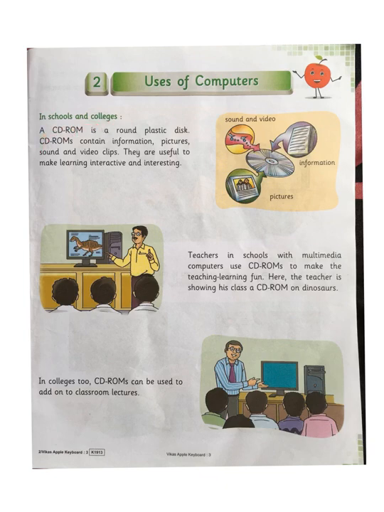In schools and colleges. The first use of computers mentioned in your lesson is in schools and colleges. As you must have also seen, computers are used in our school also, for example, for printing your notices or to show you some audio visuals on the screen, etc. So let's read. A CD-ROM is a round plastic disc. CD-ROMs contain information, pictures, sound and video clips. They are useful to make learning interactive and interesting.